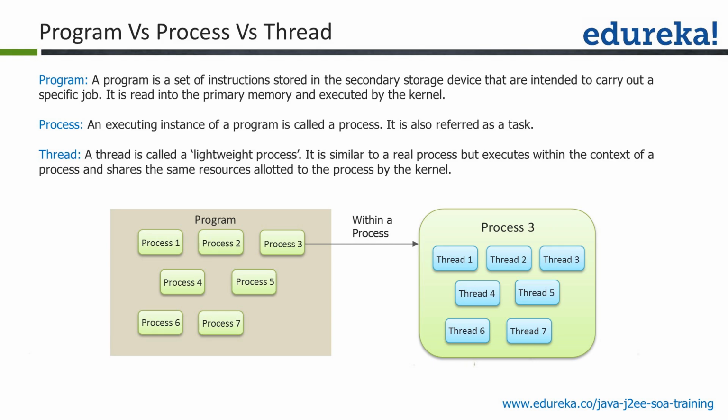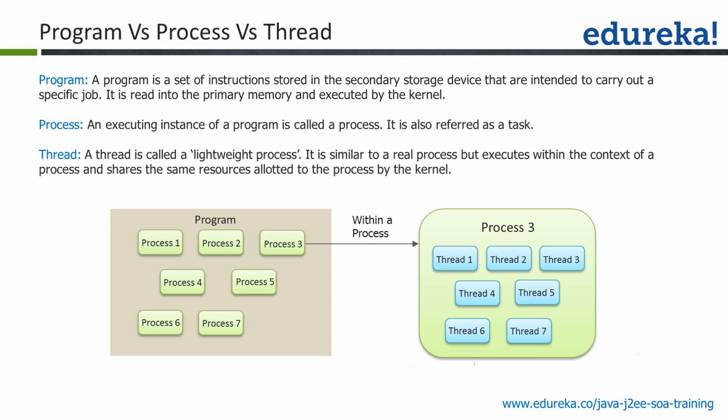The program is a set of instructions which you write, and this gets stored in bytecode or in binary form in your secondary storage. Whenever you need to execute it, it is loaded into the kernel by the operating system, and then it's going to execute the program. Now, an executing instance of a program is called a process or a task.